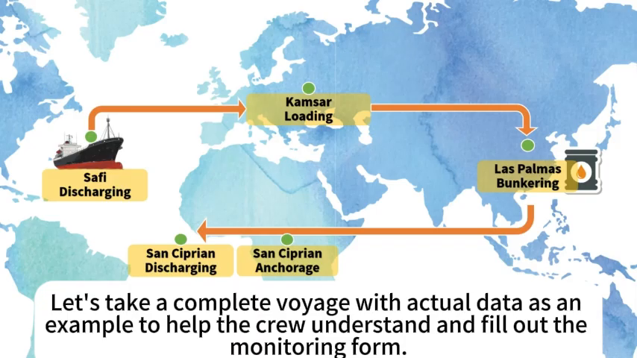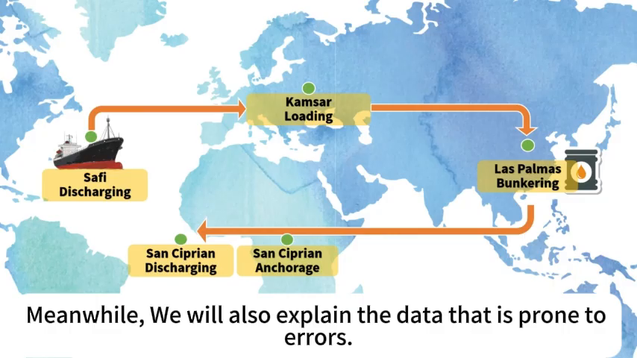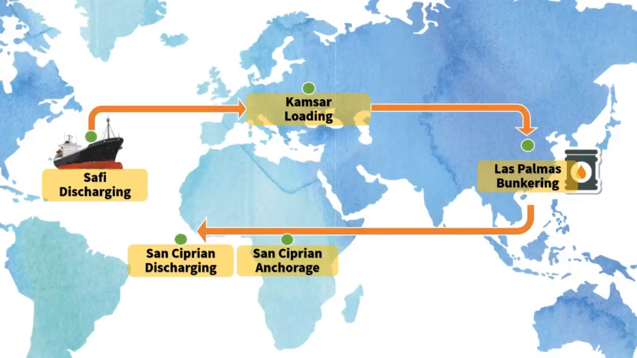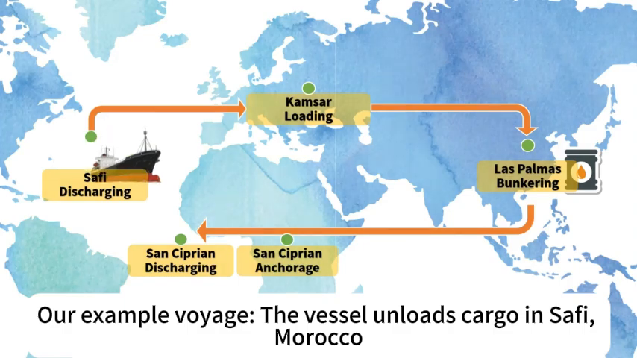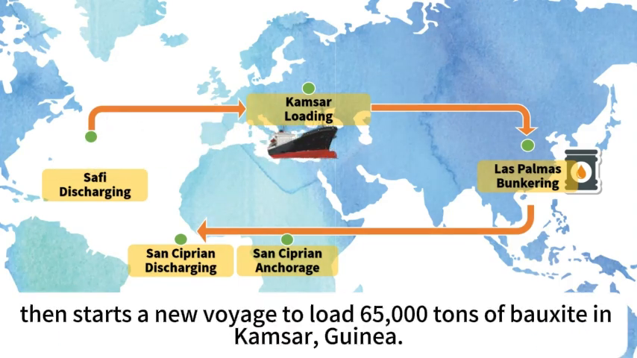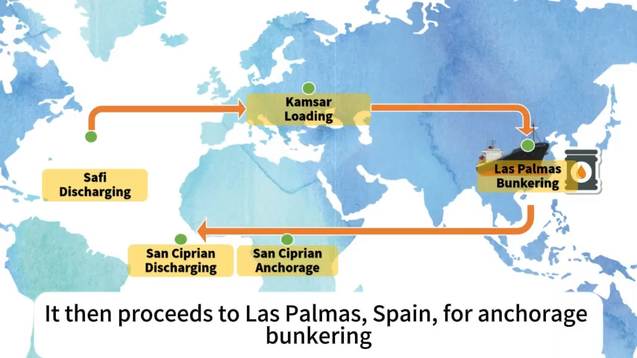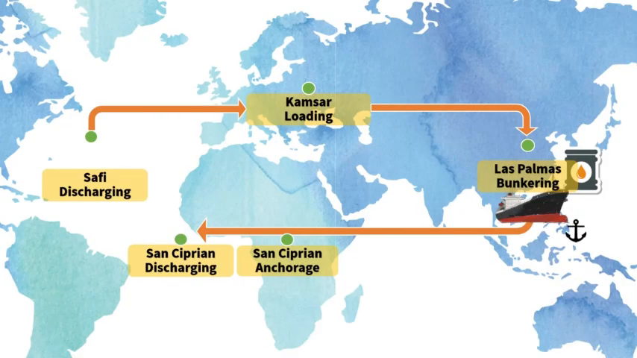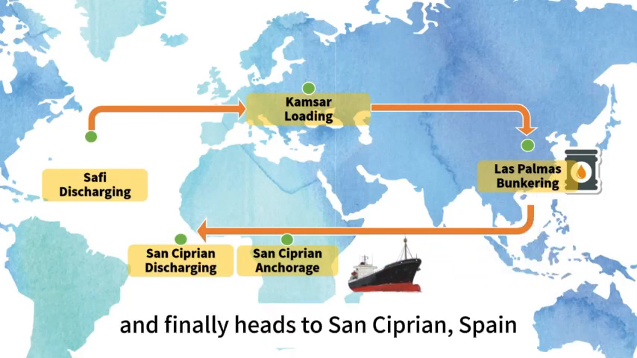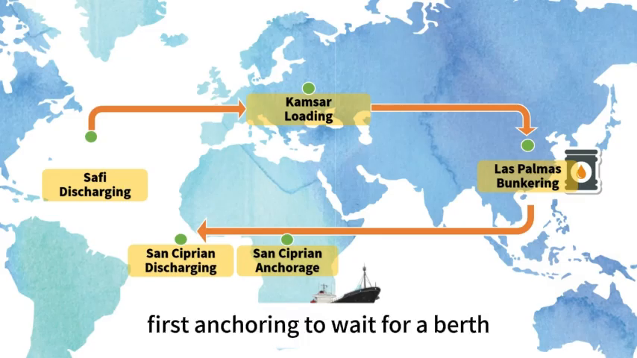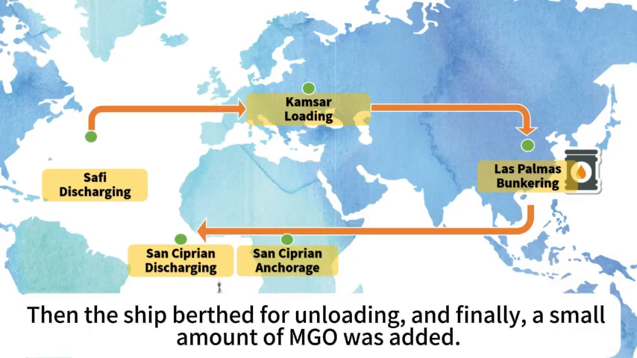Let's take a complete voyage with actual data as an example to help the crew understand and fill out the monitoring form. Meanwhile, we will also explain the data that is prone to errors. Our example voyage: the vessel unloads cargo in Safi, Morocco, then starts a new voyage to load 65,000 tons of bauxite in Kamsar, Guinea. It then proceeds to Las Palmas, Spain, for anchorage bunkering, and finally heads to San Ciprian, Spain, first anchoring to wait for a berth. Then the ship berths for unloading, and finally, a small amount of MGO was added.